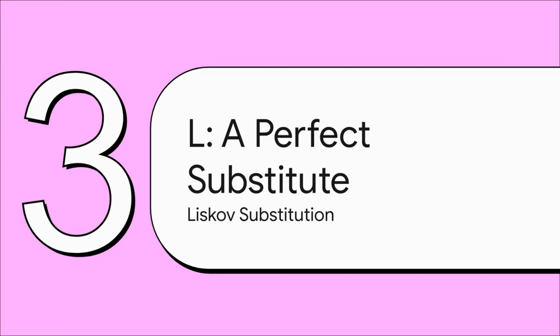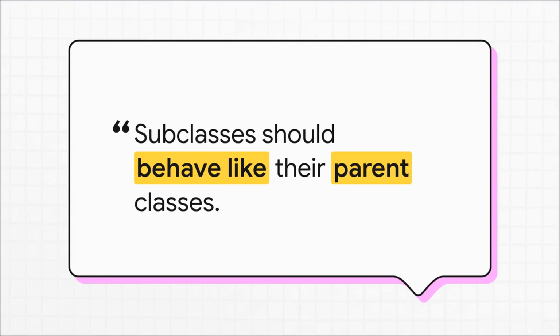I know, this one sounds a bit academic, a little scary, but the core idea is actually pretty simple. It's all about making your code predictable. To put it simply, if you have a piece of code that works with a parent class, you should be able to swap in any of that parent's child classes, and everything should just keep working. No surprises, no weird behavior. The child has to be a perfect substitute for the parent.